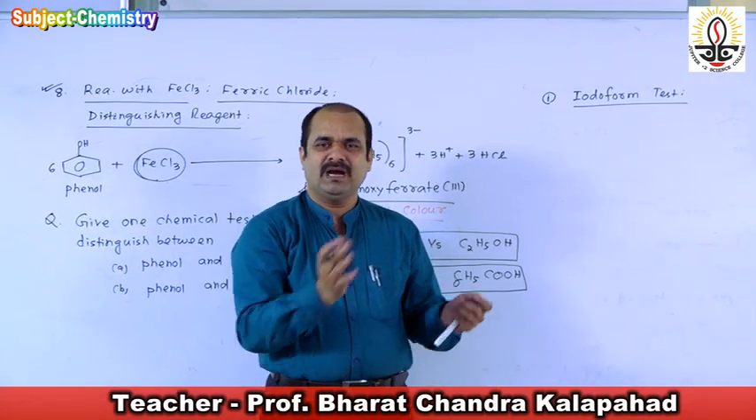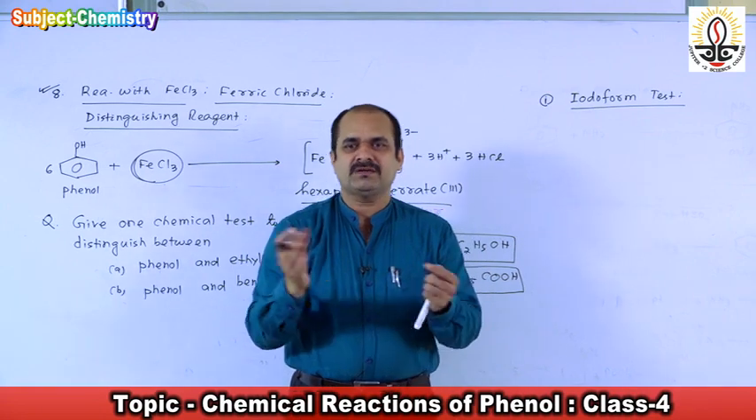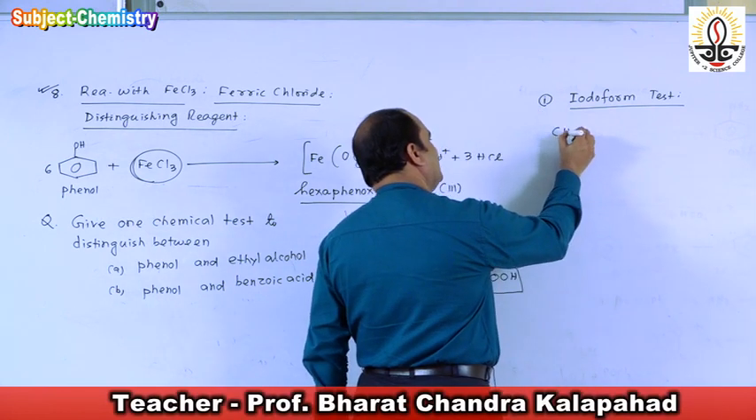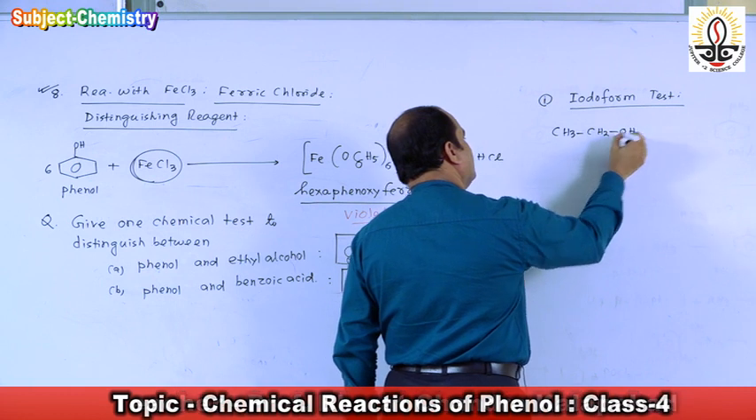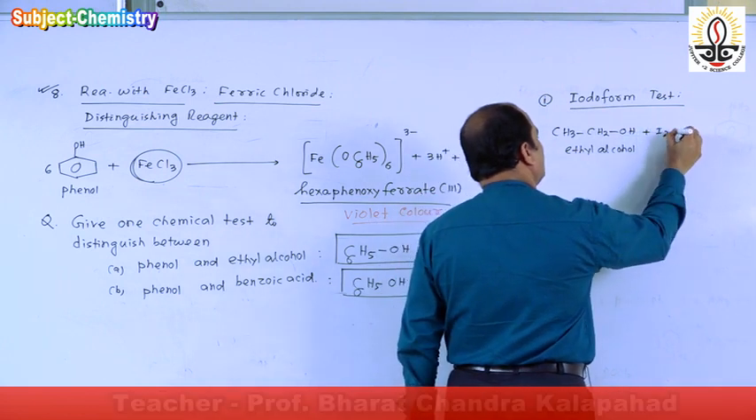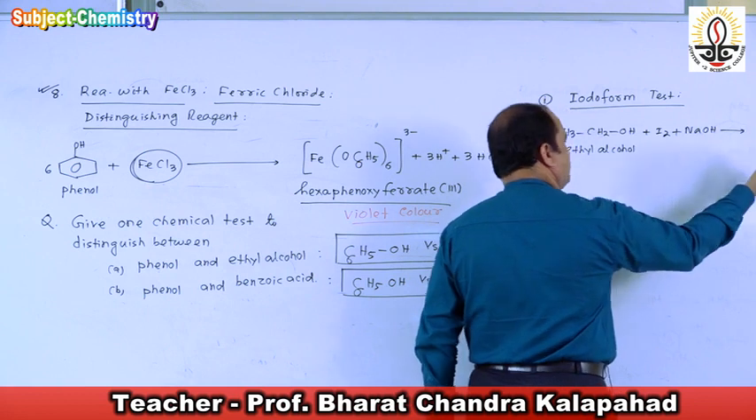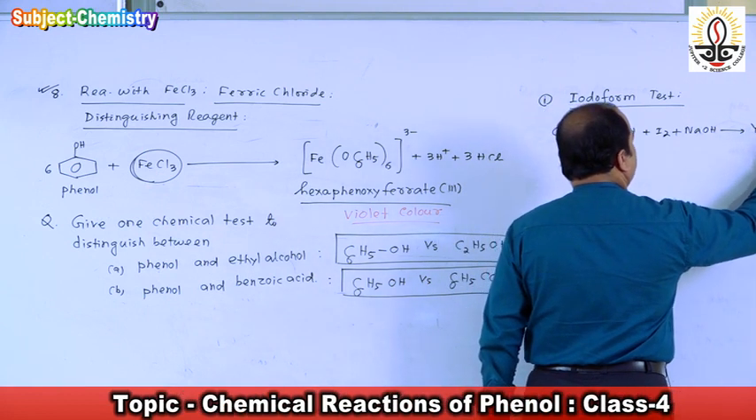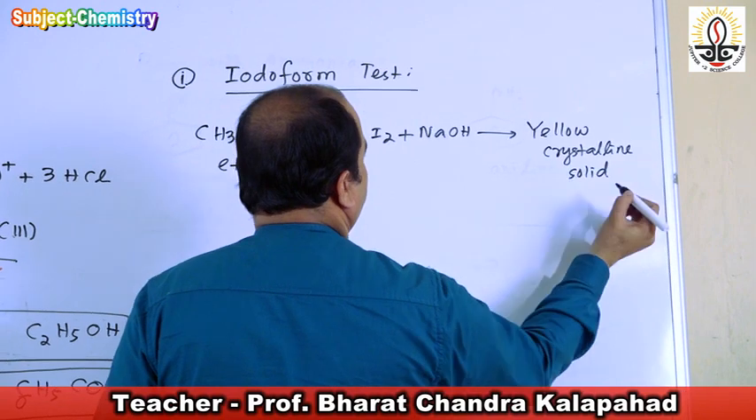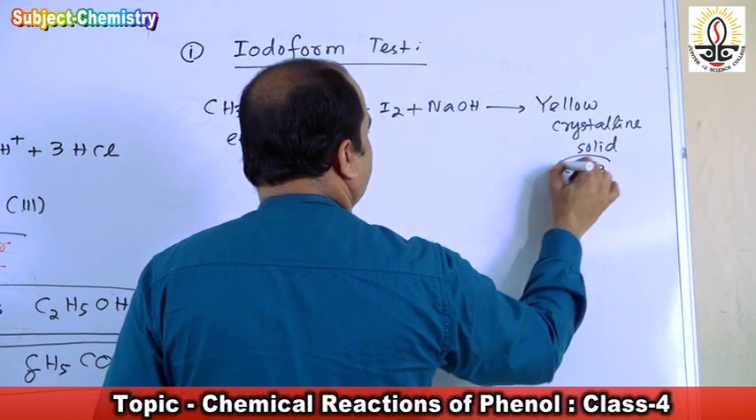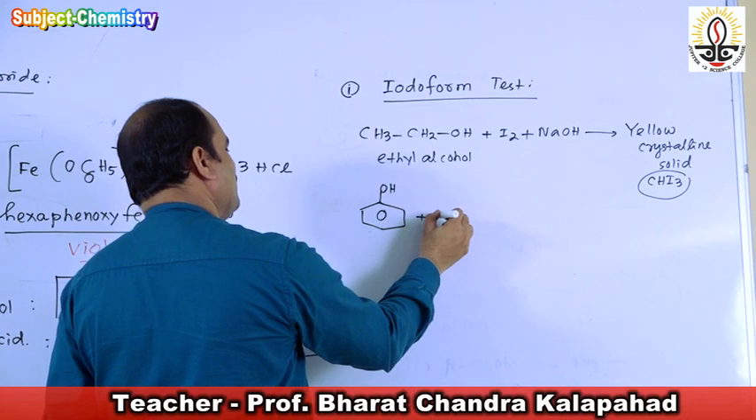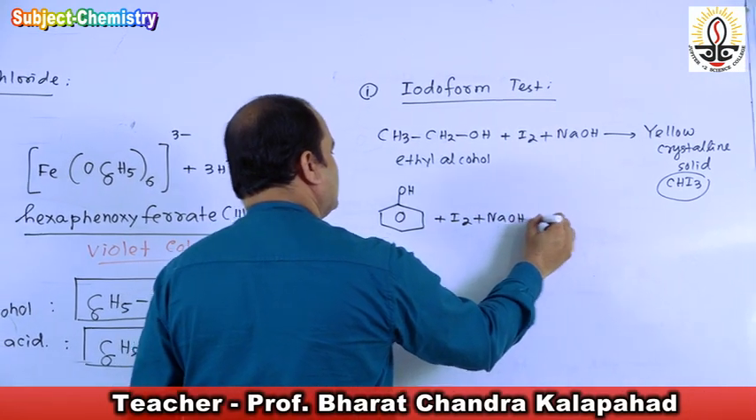Dear students, you know aldehydes or ketones having a CH3CO group, or alcohols having a CH3CHOH group, react with I2 and NaOH. Here, ethyl alcohol, CH3CH2OH, reacts with I2 plus NaOH. It gives a yellow crystalline solid called iodoform, CHI3, but phenol does not. Phenol plus I2 plus NaOH gives no reaction.